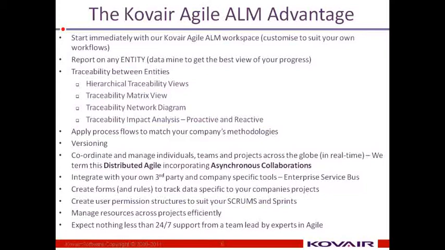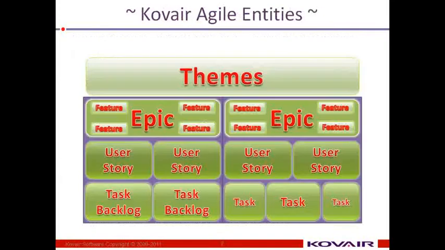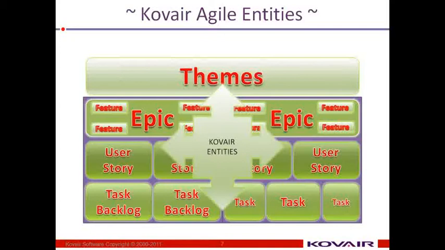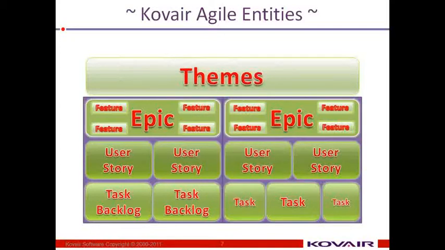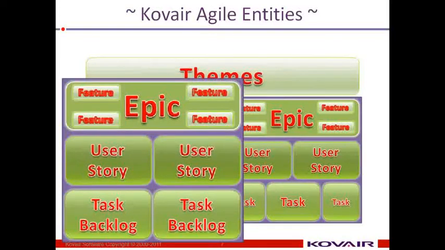So typically, if we look at an agile platform or an agile structure, you'll normally have themes and epics including features, user stories, and tasks and backlogs. Kovair treats these as entities, and therefore we can build this and other structures within Kovair. And for the example today, the demo we will do today, we will specifically look at epics, user stories, and backlogs.